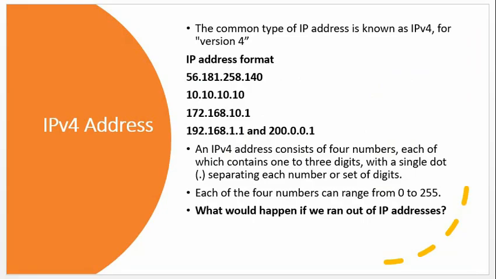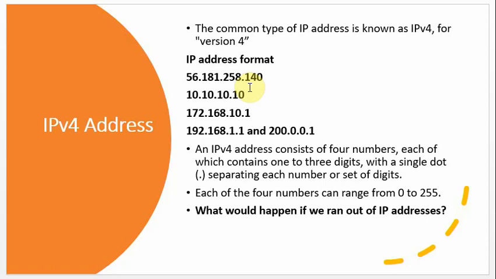And the most common version of IP address that we are all familiar with is what? The IPv4, IP version 4, which uses the format shown here. So an IP address in version 4 will consist of what? Four numbers separated by a period or a full stop. And each of these numbers is between the range 0 and 255.